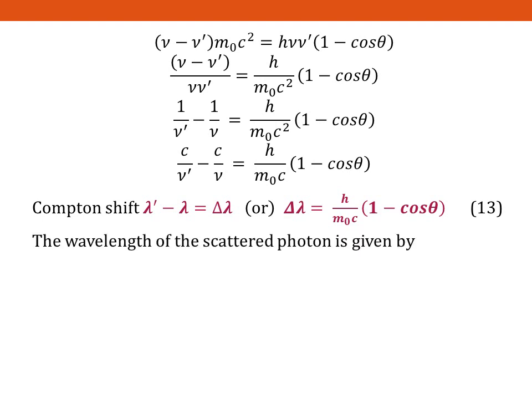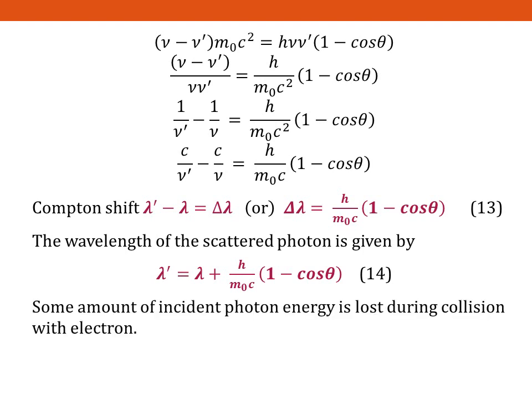The wavelength of the scattered photon lambda prime is given by lambda prime equals lambda plus h by m naught c into 1 minus cos theta, which is equation 14. Therefore, it is clearly seen that some amount of the incident photon energy is lost during the elastic collision with the electron which was at rest.